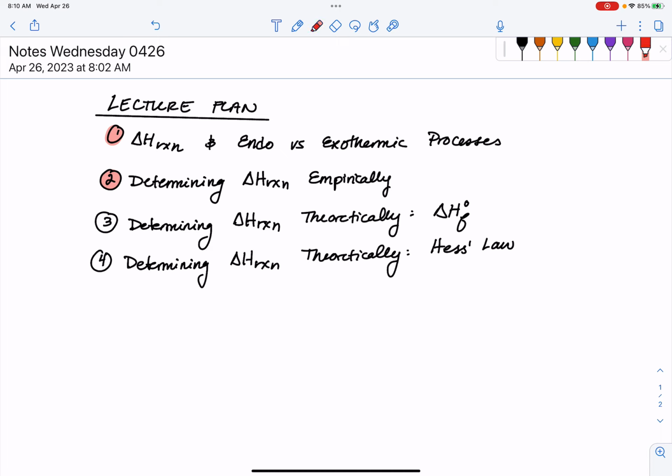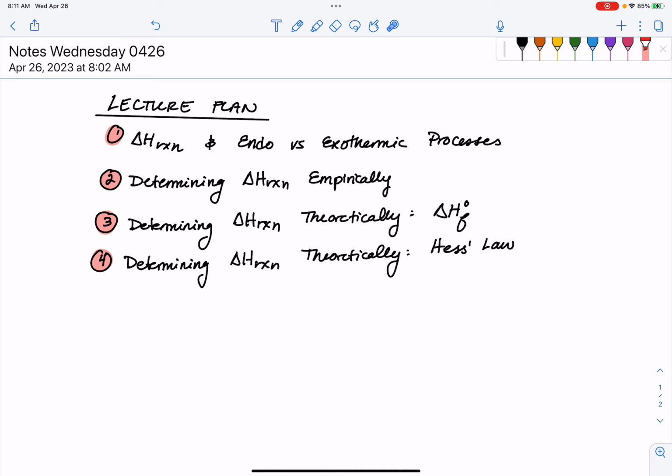And then we're going to get into some more theoretical stuff, meaning how can we calculate the heat of a reaction without collecting any direct data about the heat transfer going on in that reaction. We're going to do this two ways. First, by looking at what's called the standard heat of formation. And then the final way we have available to us is looking at something called Hess's law.